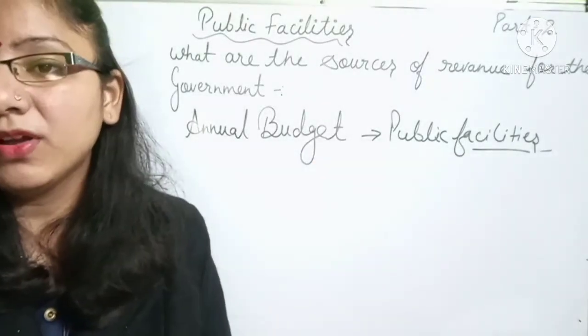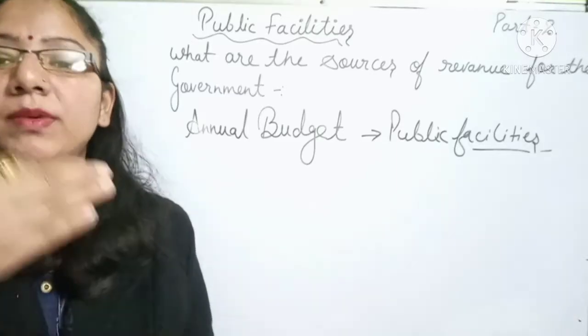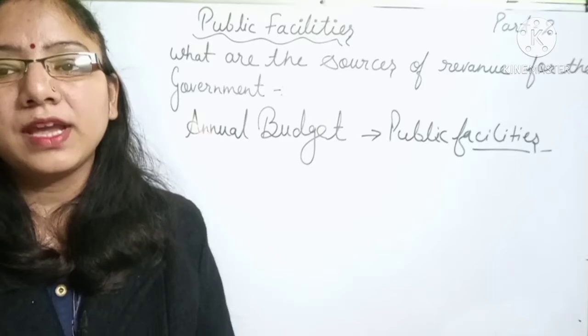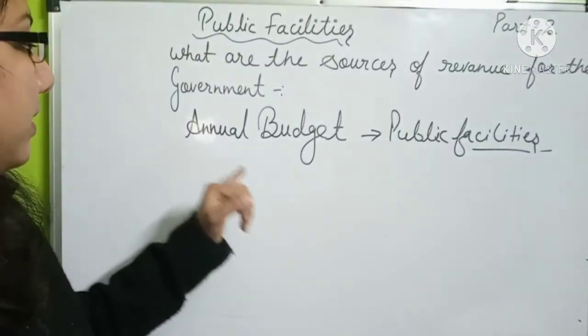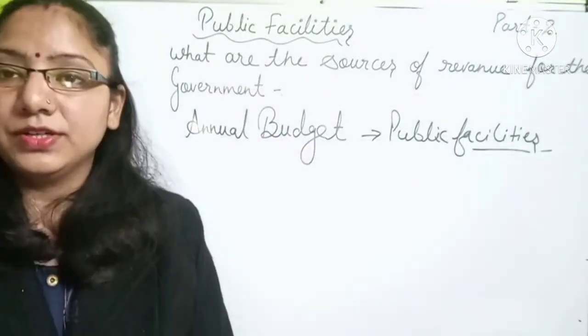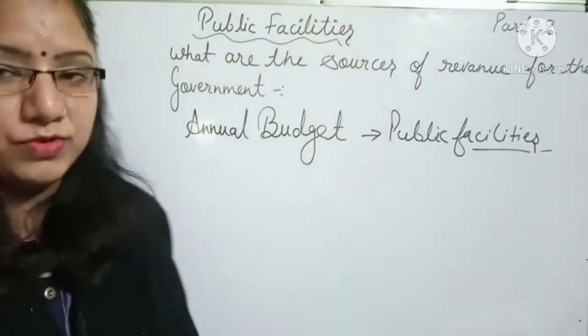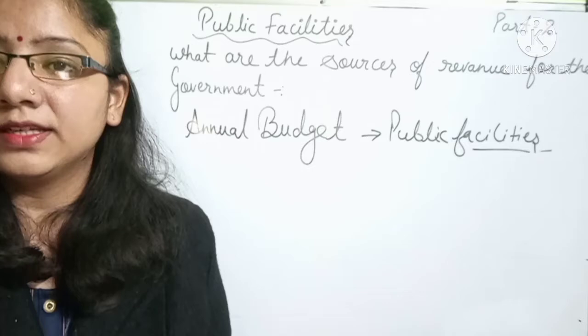What is the requirement of the human beings? That can become the public facility. And for that, the government has decided to give some amount under the annual budget. Now let's see how the annual budget is formed every year.